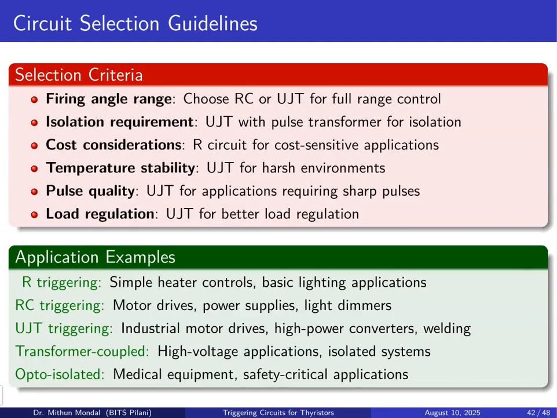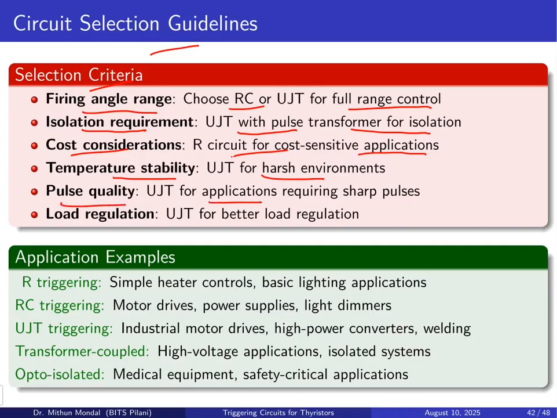Now, if we see the circuit selection guidelines, the selection criteria: talking about the firing angle range, choose RC or UGT when you require full range control. For isolation requirements, UGT can be used with a pulse transformer. If you talk about cost, the R circuit suits cost-sensitive applications. For temperature stability, UGT can be used in harsh environments. For pulse quality, UGT suits applications involving sharp pulses, and for load regulation, UGT is again better.